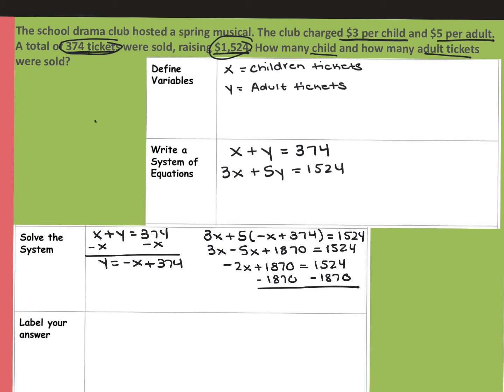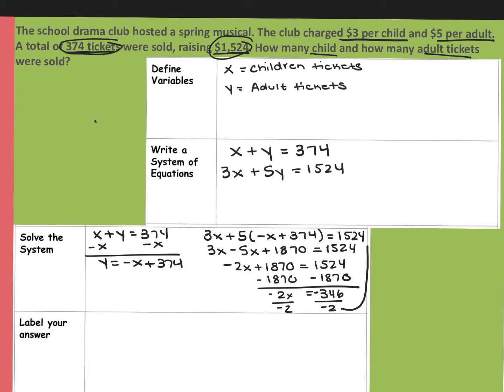All right, so I have 524 minus 1870, which gives me negative 346. Make sure you make that negative. Divide that by negative 2, and we get that x. Let me actually show that step there. I like to show each step.